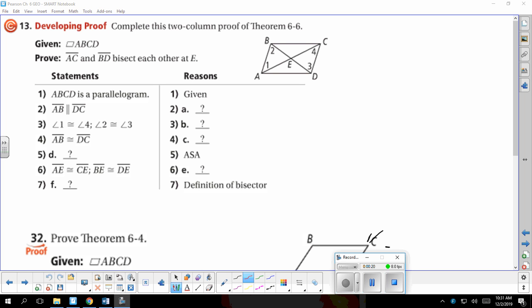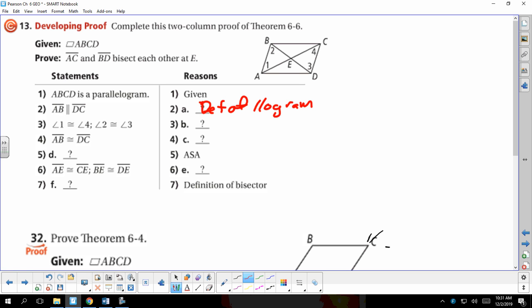So ABCD is a parallelogram, and that is given. Our definition of parallelogram tells us one thing, that opposite sides are parallel. So I'm going to use the definition of parallelogram. Now, angle 1 is congruent to angle 4, and angle 2 is congruent to angle 3. Those guys are alternate interior angles. AB is congruent to DC.